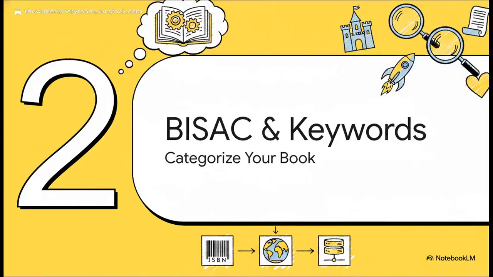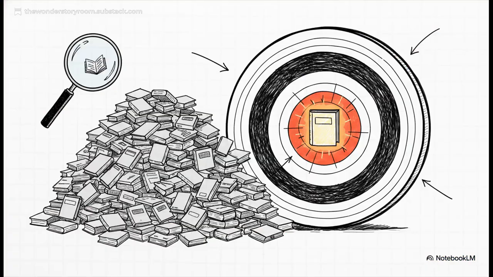Moving right along to Section 2, BISAC codes and keywords. How do we categorize your book? So BISAC stands for Book Industry Standards and Communications. Basically, these are the standardized North American subject categories. When you pick your BISAC code, you are telling the entire supply chain exactly what your book is about.